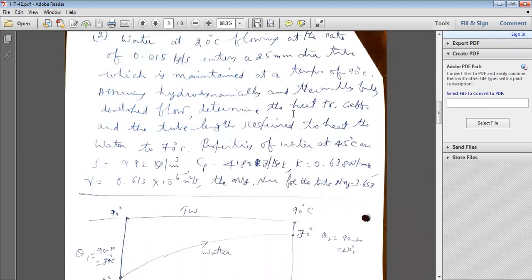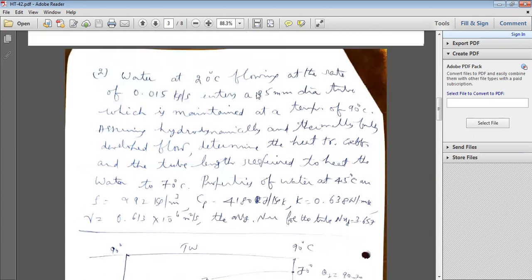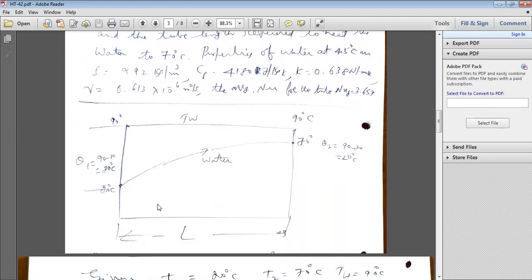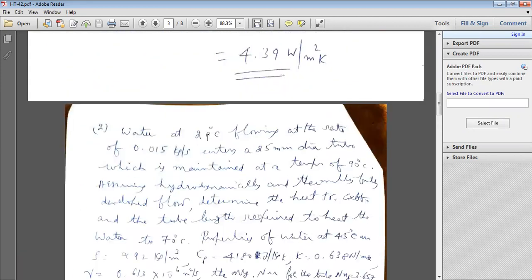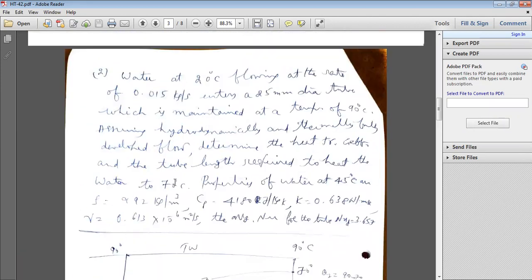So here water is flowing through the tube, and the initial temperature of water is 20 degrees centigrade. You are heating the water because you are maintaining the temperature of the tube's outer surface at 90 degrees centigrade. This is the higher temperature. That's why heat transfers from higher temperature to lower temperature. That's why the temperature of the water increases from 20 degrees centigrade to 70 degrees centigrade. Okay, now here the given data: water, initial temperature 20 degrees, final temperature 70 degrees centigrade.